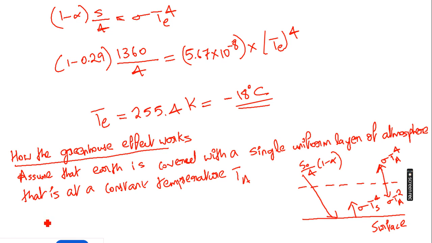So sigma Ts raised to 4 will be the energy being emitted by the surface. The atmosphere will absorb this energy and it will start re-emitting on both sides, some back to the space and some back to the Earth's surface. So now if we look at the energy balance at the surface of the Earth, energy balance at the Earth's surface.